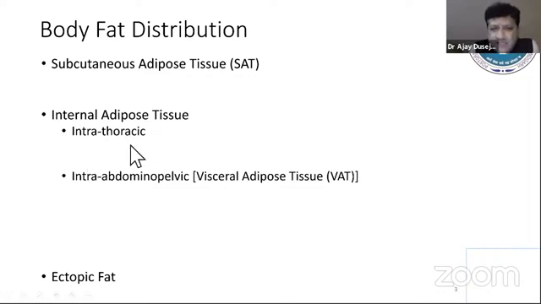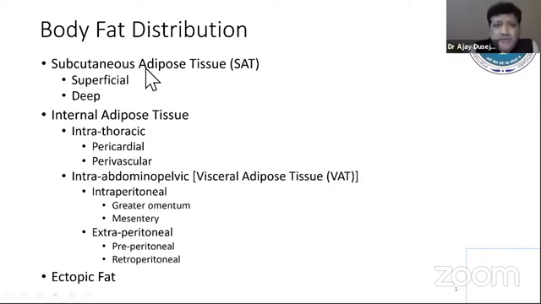In the internal adipose tissue, they have divided into intrathoracic and intra-abdominal. Further, the subcutaneous has been divided into superficial and deep, and the intrathoracic as around the heart, or pericardial and perivascular. The intra-abdominal, which is also known as visceral adipose tissue, has been divided into intraperitoneal, which is constituted by the greater omentum and the mesenteric fat, and extraperitoneal, which is the preperitoneal and the retroperitoneal. So I think this is the classification which most of the literature would agree on.